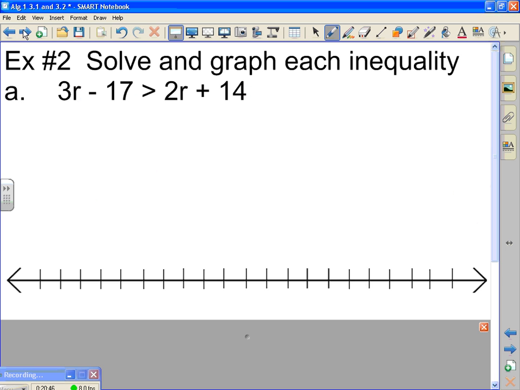All right, here's our final slide. We're still solving and graphing. So if you remember from our lesson 2.4, when you have a variable on both sides, subtract the smaller one. Now, I'll give you a chance to write this down before we subtract the smaller variable.